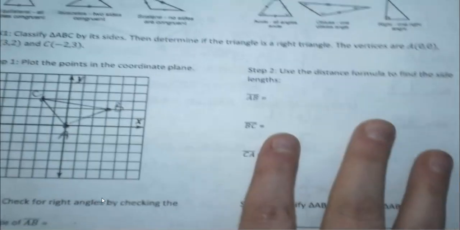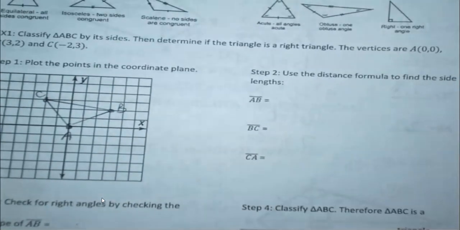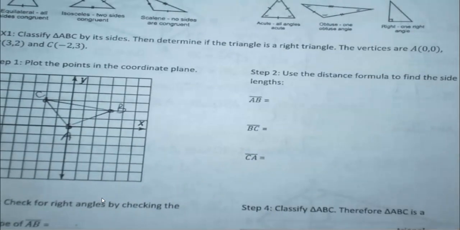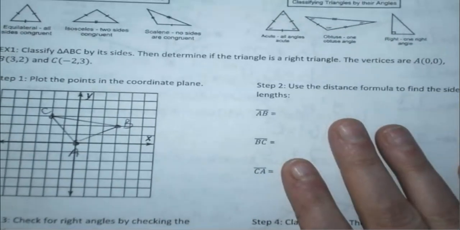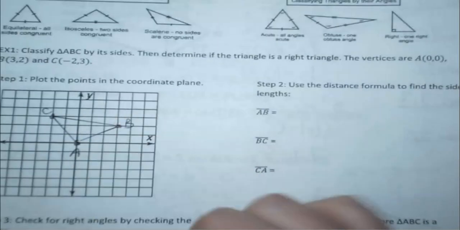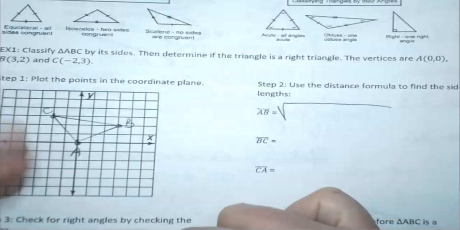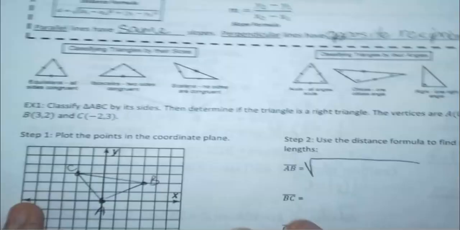This one says use distance formula to find the side length. I'm going to do distance formula exactly one time because the rest of the time I'm going to do Pythagorean theorem. I feel like Pythagorean theorem is the easiest. Okay, so use the distance formula to find the side length. From A to B, we're going to do a big square root. And if you're wondering where the distance formula is, it's at the top of the page right here.